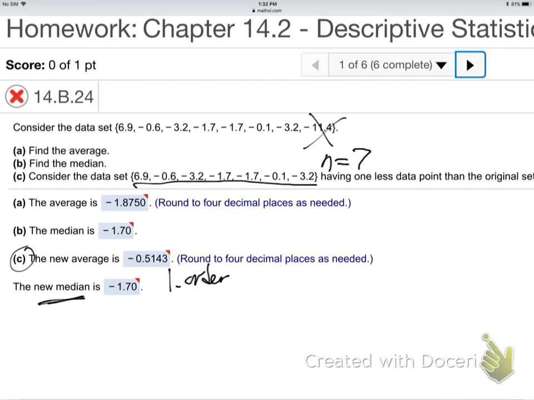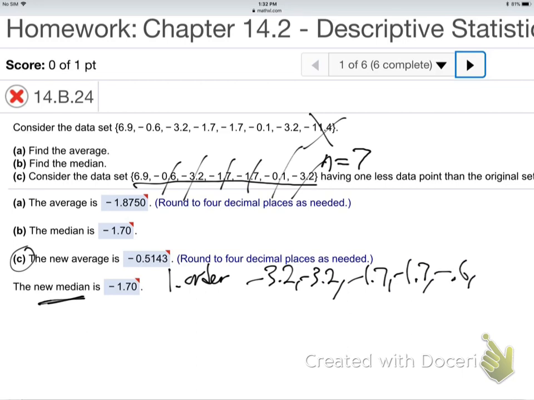So what's the lowest now? Can you tell what the lowest number is now with the new data set, which has one less number? The 3.2, huh? Both the 3.2s would come first and second, then the 1.7s, then the 0.6 and the 0.1, and finally the 6.9. So there we go, seven numbers.